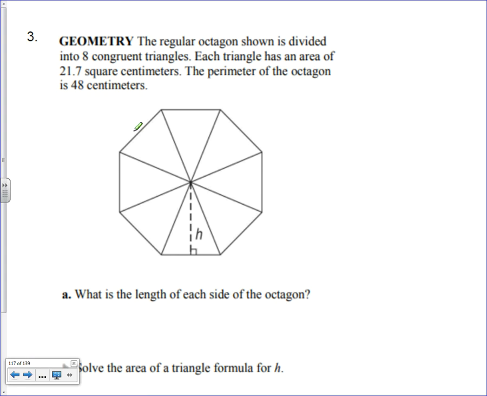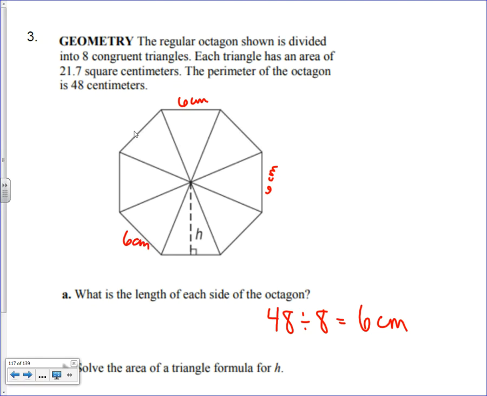Well, if I'm talking sides, that's talking perimeter. So if I know that the perimeter is 48, I can take that 48 and divide it by 8, and now I know that each side is 6 centimeters. So each of these guys are 6 centimeters all the way around.